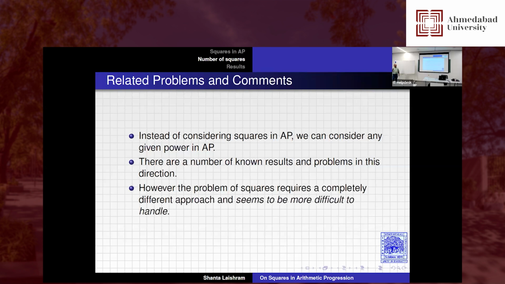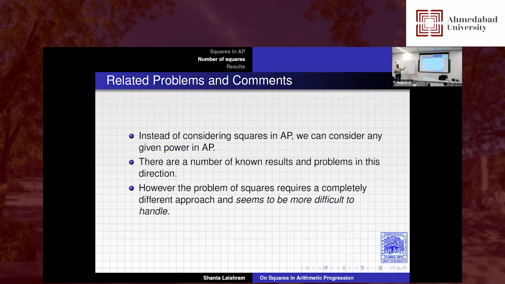But the thing is that when you have cube and higher powers, things are easy. So you know that x squared plus y squared equals z squared, Pythagorean triplet, has infinitely many solutions. But x cube plus y cube equals z cube has no solution. So when powers are higher, it has some sort of a nice property. But in case of squares, things are a little bit different, and it seems that squares is more difficult to handle than other powers.